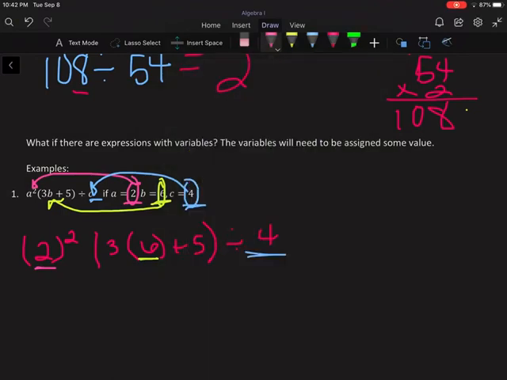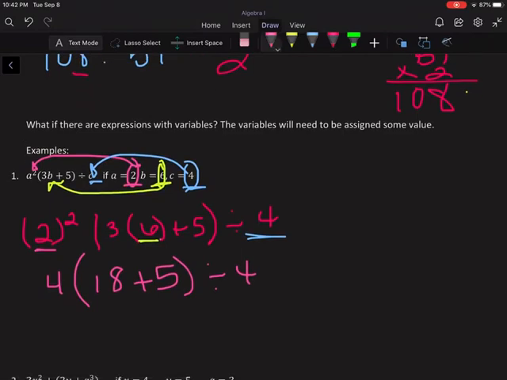And then I evaluate, right? So 2 squared is 4. On the inside, I have 3 times 6, which is 18, plus 5, divided by 4. And we definitely have to go left or right. I'm going to run out of space here. So we have 4 times 18 plus 5 is 23, divided by 4. Sorry, 23.